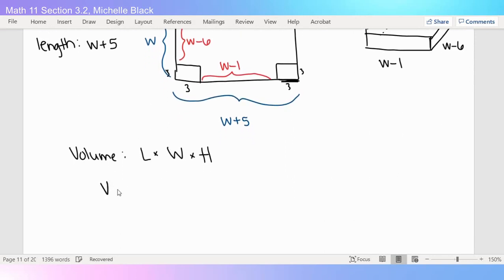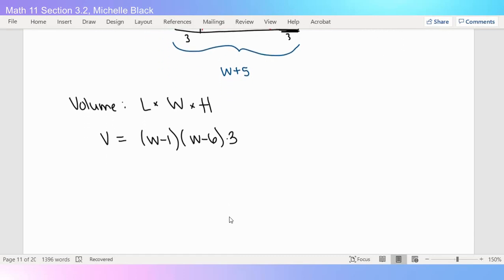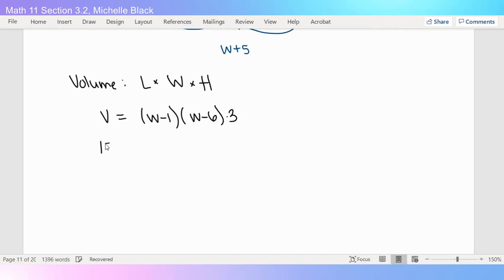So I'm going to substitute those into my formula. My volume is equal to W minus 1 times W minus 6 times 3. I also know what my volume is, though. It says my volume is 150 cubic inches. So I really have 150 equals W minus 1 times W minus 6 times 3. I'm going to write the 3 in the front.